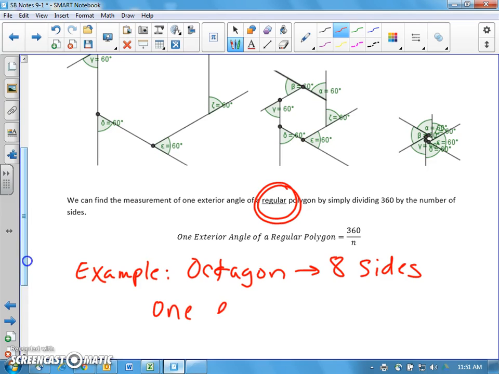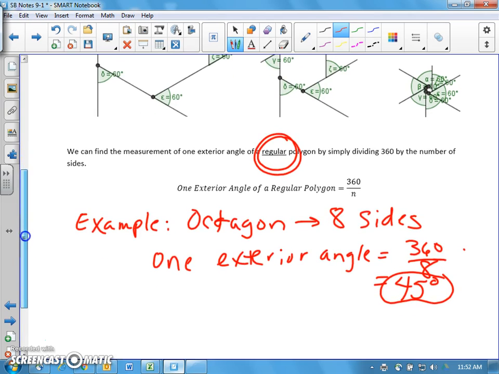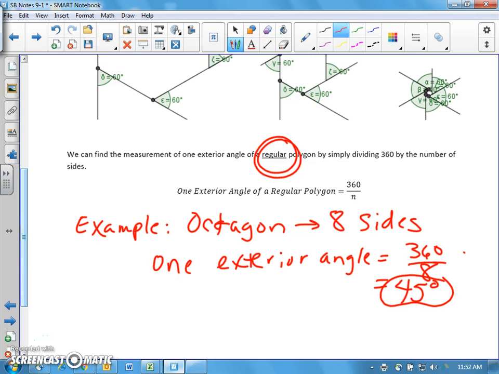So one exterior angle would be 360 divided by 8. And that comes out to be 45 degrees. So every exterior angle on a regular octagon would be a 45-degree angle. So let's see how we can apply this.